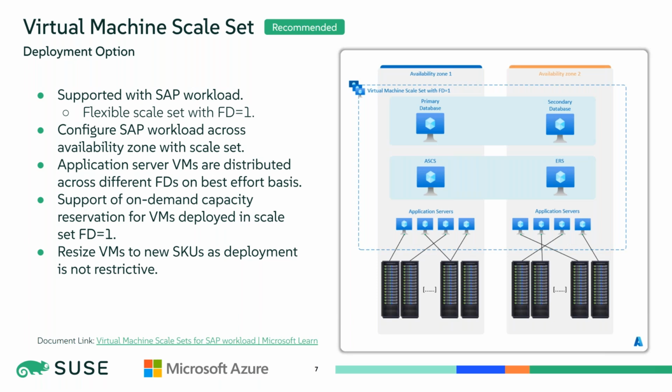With virtual machine scale sets, there is an orchestration which helps you distribute your VMs on different fault domains. Customers do not have to do anything manually. It will be taken care of at the scale set level, where the VMs are distributed across multiple zones, and even within the zone they will be distributed across different fault domains.